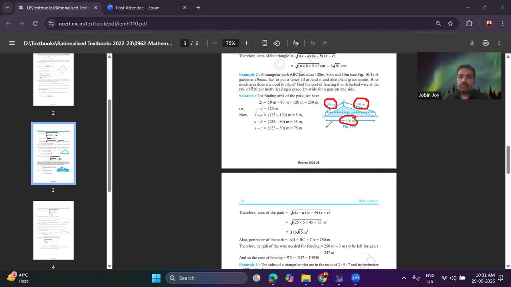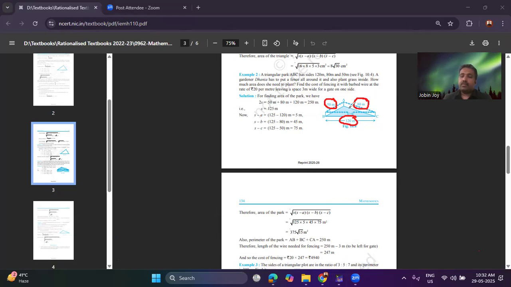A gardener, Dhania, has to put a fence all around it and also plant grass inside. So the gardener is planning to put a fence all around the park like this. And inside the park, he is planning to plant grass. So how much area does she need to plant?